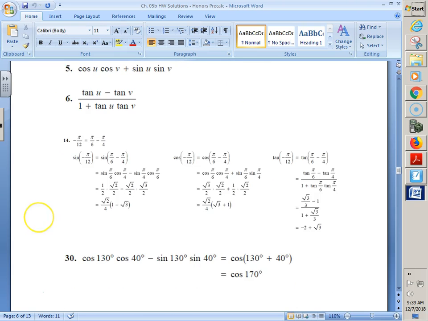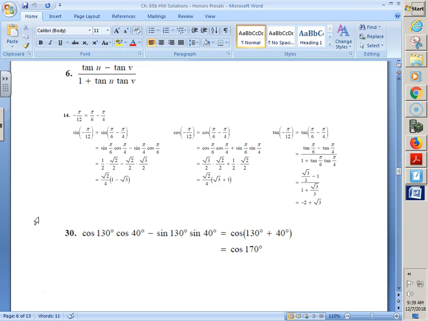Number 14 was a plug and chug. Why are the answers so gross? Because they said, Adam, what was the key word? Leave it exact. Find the exact value. So leave these little radicals. Leave it. Don't do a decimal. Plug into your formulas and then leave it.